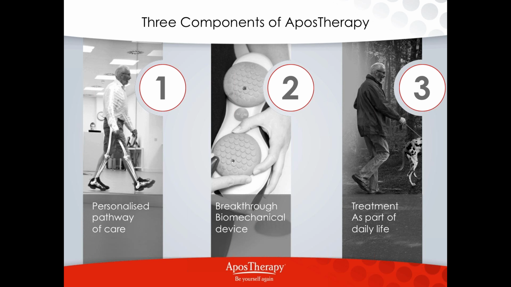So we'll now move on to talk about APOS therapy and how we treat our patients here in the clinic. There's three components to APOS therapy. It's a personalized patient pathway. There's obviously the biomechanical device, if people have actually seen advertisements of it before, and the important thing is it's part of daily life, so it's very functional treatment.